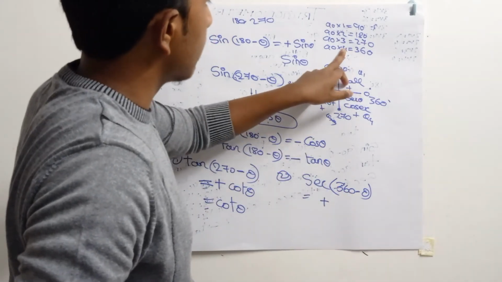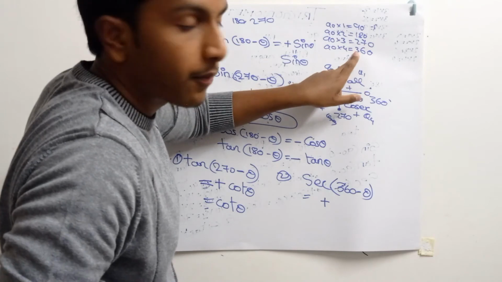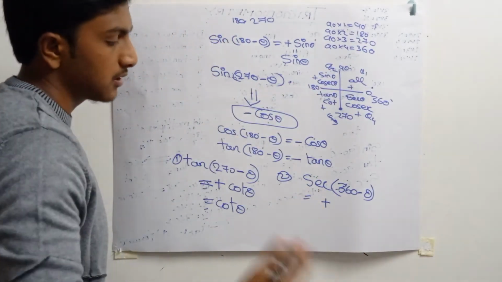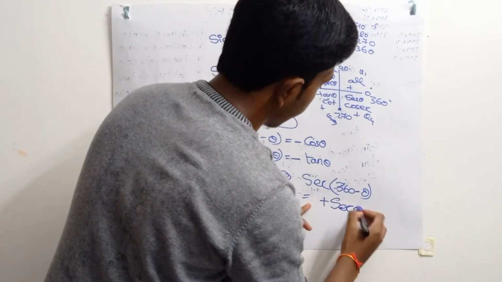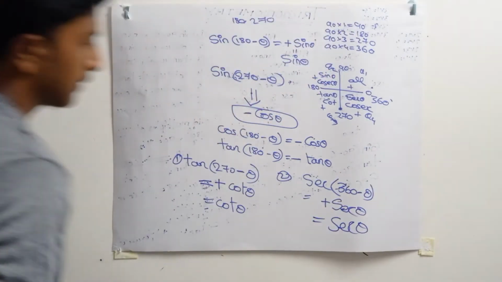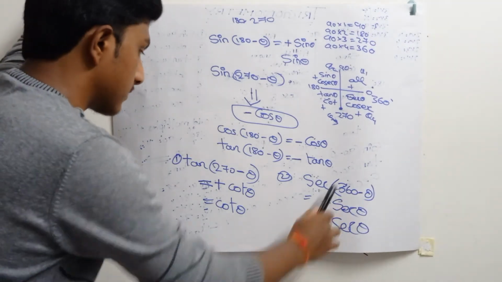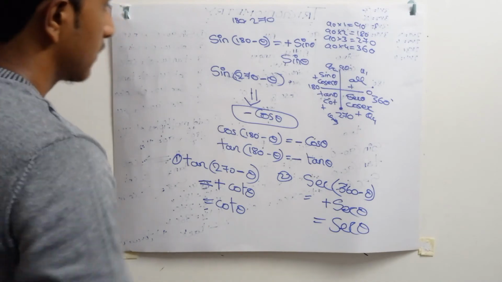Is 360 an odd or even multiple of pi by 2? 360 is an even multiple of pi by 2. That means secant does not change to cosecant, and secant remains secant. So finally the answer is secant theta. Secant 360 minus theta is equal to secant theta. Tan 270 minus theta is equal to cot theta.